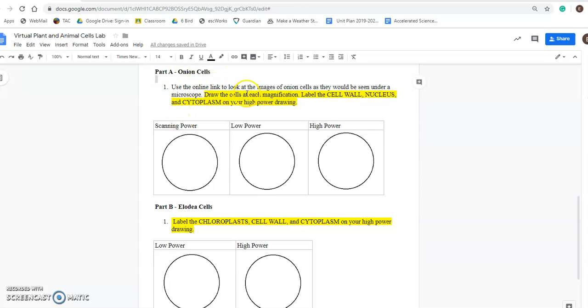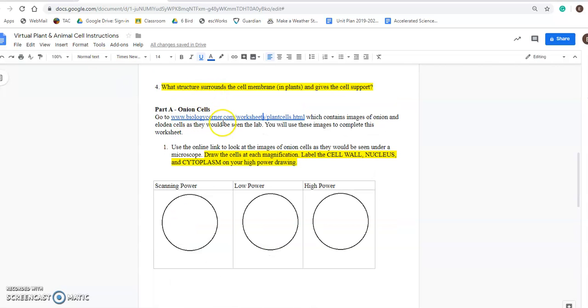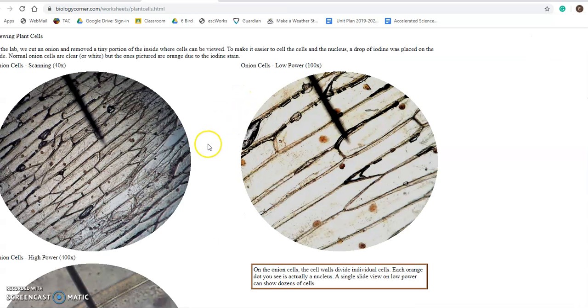So it says use the online link to look at the images of onion cells as they would be seen under a microscope. Draw the cells at each magnification and label the cell wall, nucleus, and cytoplasm on your high-power drawing. You're going to need to go back to this link right here, and when you click on it, it's going to pull up the images themselves.